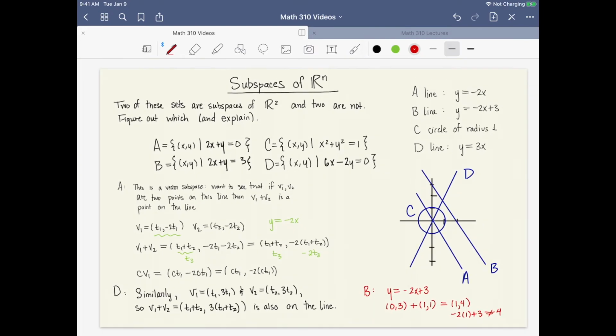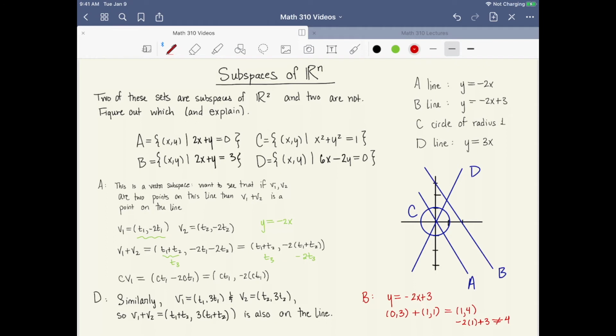In this example, what we're seeing is that lines that go through the origin have this property. But even straight lines that do not go through the origin do not have this property. I'm not going to explicitly work things out for the circle of radius 1, but I encourage you to take pairs of points on the circle and try seeing what happens when you add them together. Do your new points lie on the circle? Probably not.